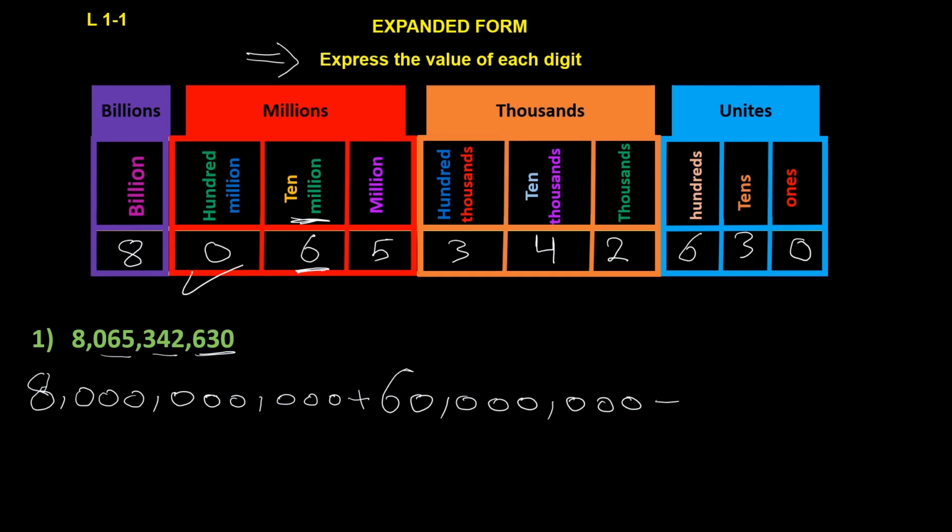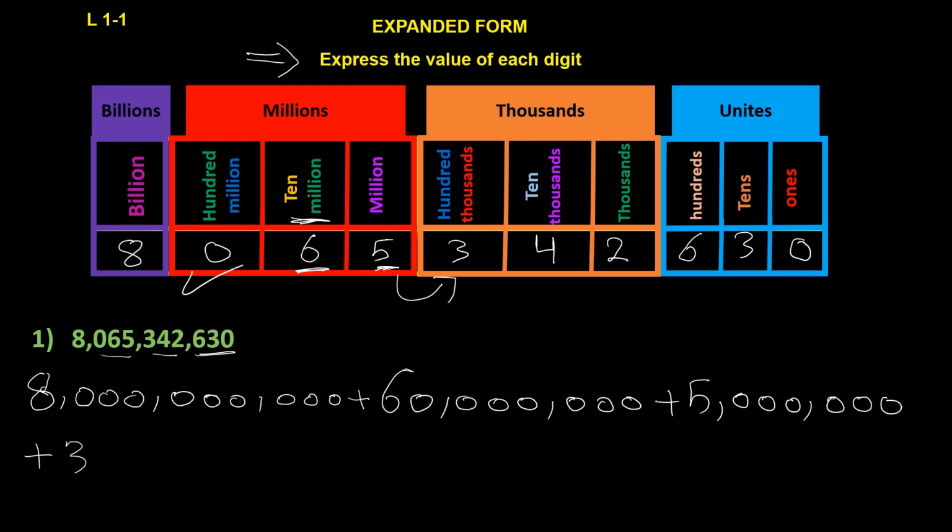Great. Plus. What's next? 5 million. You will write 5 and you will replace all the digits on the right by 0. 5 million. Plus. We finished the period of millions. We will go to the period of thousands. What's next after 1 million? Sure. 100,000. Great. So I will start from 3 in 100,000.